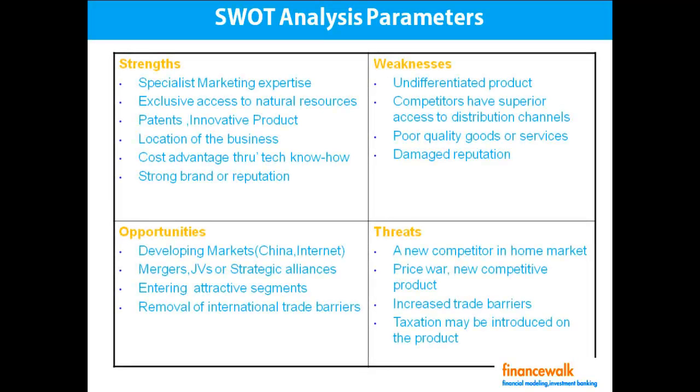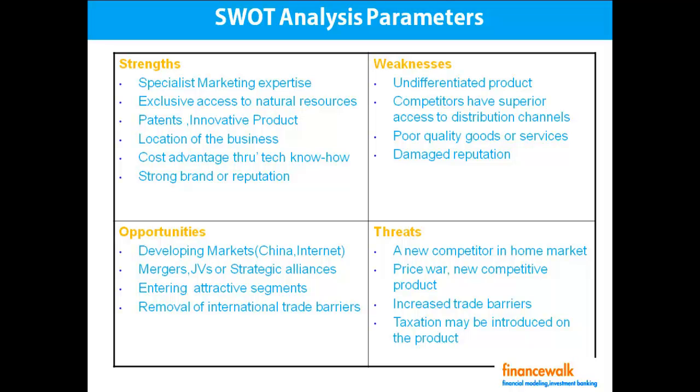Apart from this, let's see some other pointers for SWOT analysis. What could be SWOT analysis parameters? Strengths could be specialist marketing expertise, exclusive access to natural resources, patents or innovative product, location of the business, cost advantage through technical know-how, strong brand or reputation. Weaknesses could be undifferentiated product, competitors have superior access to distribution channels, poor quality of goods or services, and damaged reputation. Keep in mind that these are internal things which you can control.